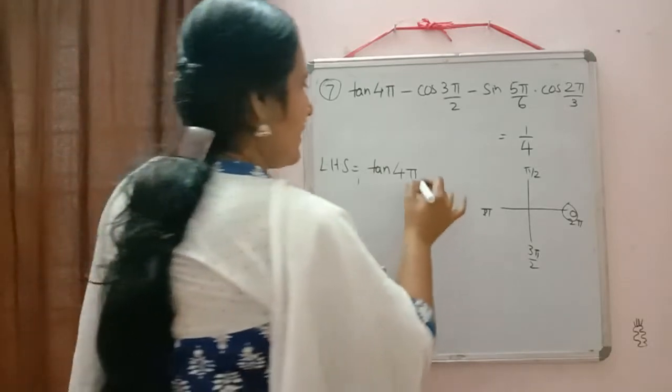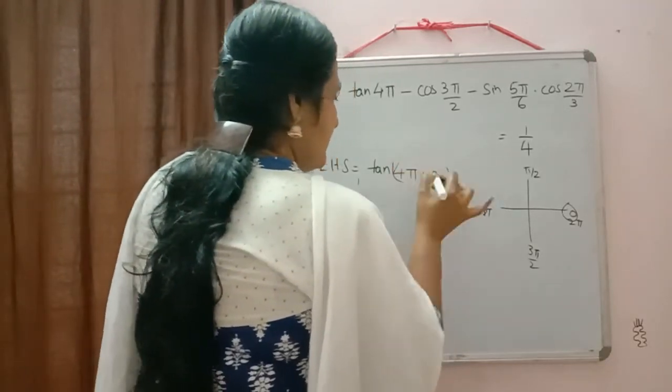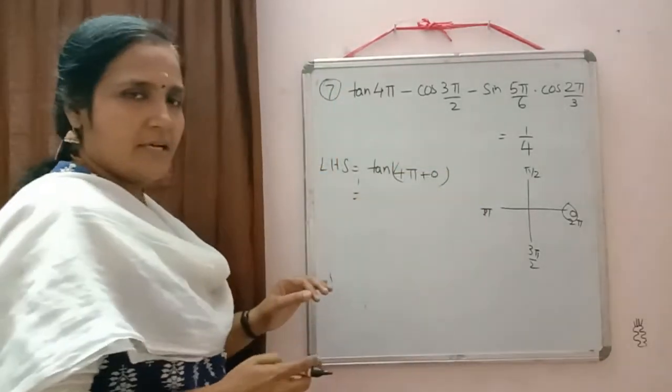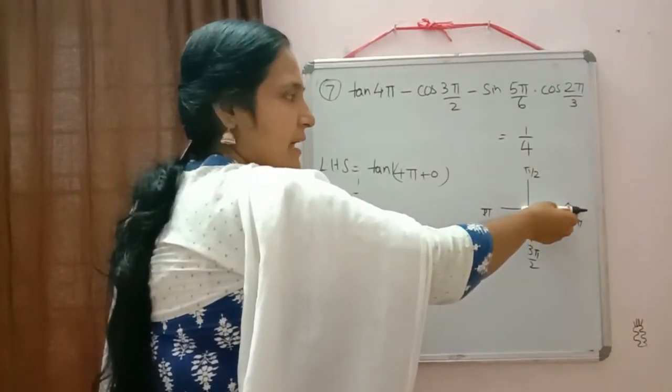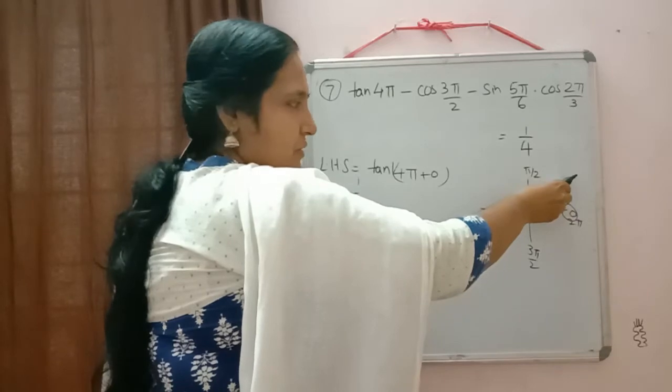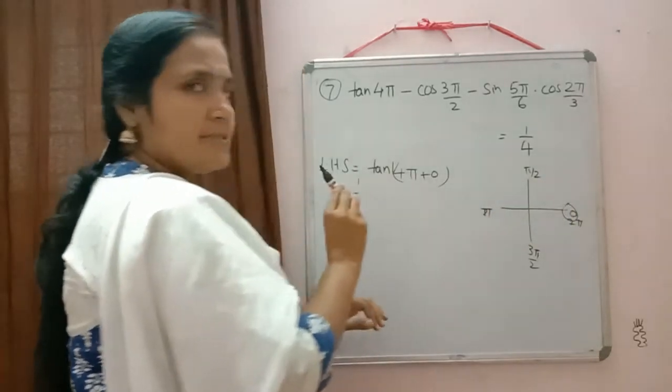So suppose I am writing plus 0, tan(4π + 0). So 4π means we are here. Plus means where will I go? I will go in the first quadrant, and in the first quadrant tan is positive.